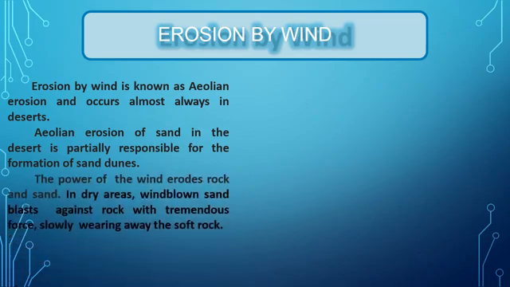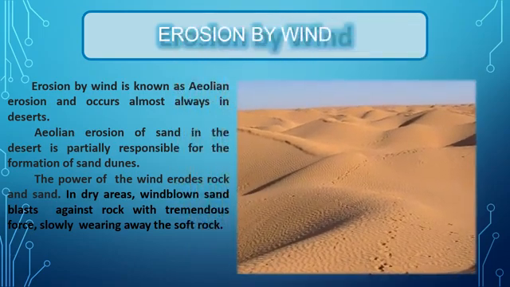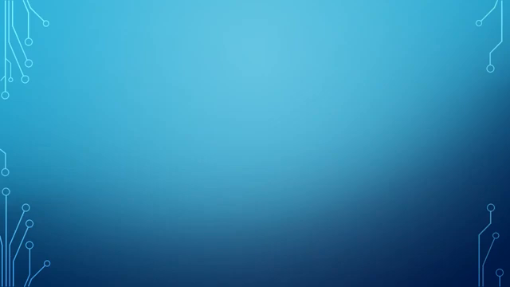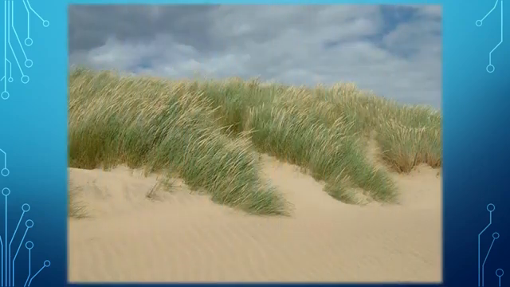So the power of the wind erodes the rock and sand. In dry areas, wind-blown sand blasts against the rock with tremendous force, slowly wearing away the softer rock. Most probably this erosion creates a small depression in some particular place. It creates deflation hollows. Because of these deflation and abrasion processes, many different landforms are created on the softer rocks. This is how you can see in the desert area the erosion is done with the help of wind.